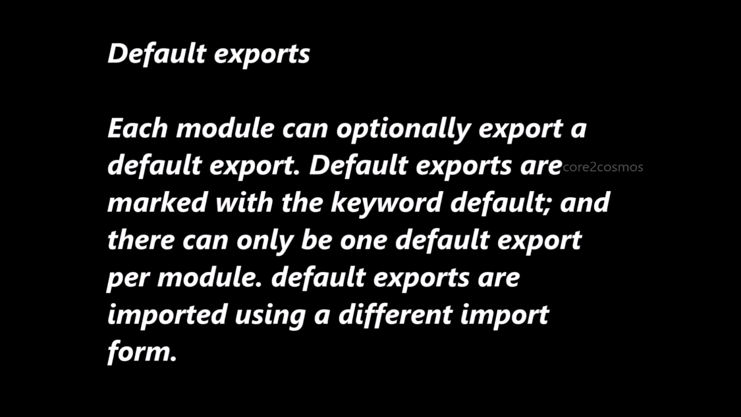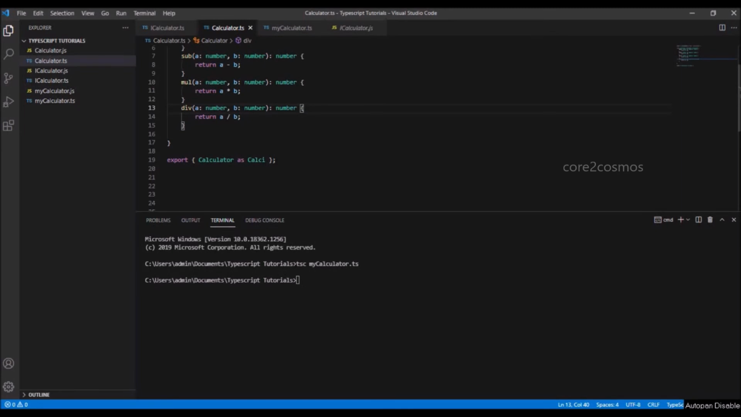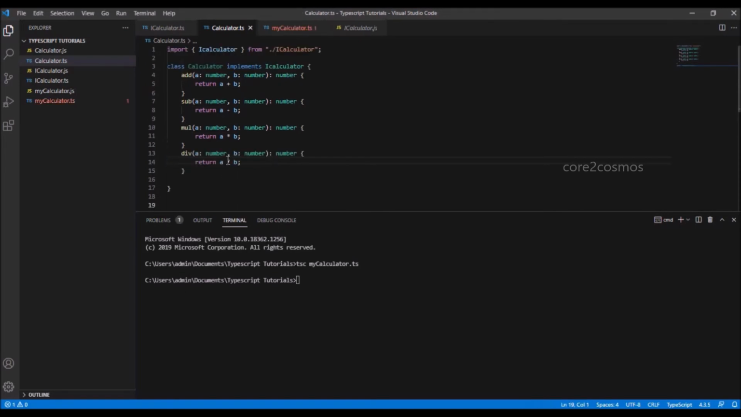Each module can optionally export a default export. Default exports are marked with the keyword default, and there can be only one default export per module. Default exports are imported using a different import form. In calculator.ts file, I am removing the line number 19. At line number 3, I say export default before the class keyword.